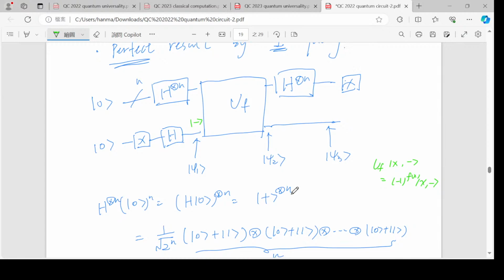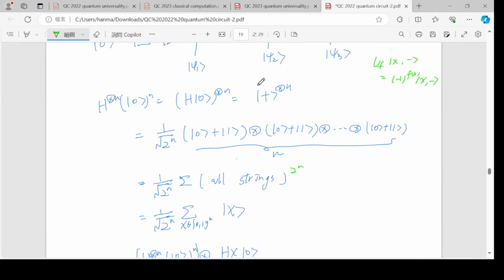So this plus state is a little hard to use. We want to write it in the computational basis. Okay, so let's write it down. What's this thing in terms of the computational basis? Each one of them is 1 over square root of 2 times (|0⟩ + |1⟩). So we have 1 over square root of 2 to the n of them. So it's 1 over square root of 2^n, and then all the other thing has (|0⟩ + |1⟩) tensor n times.